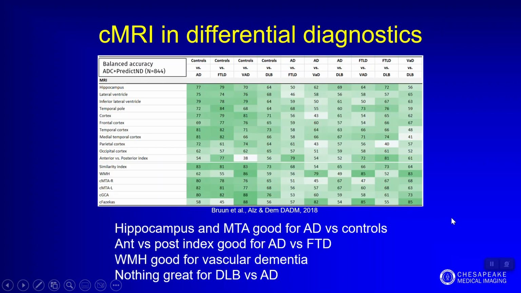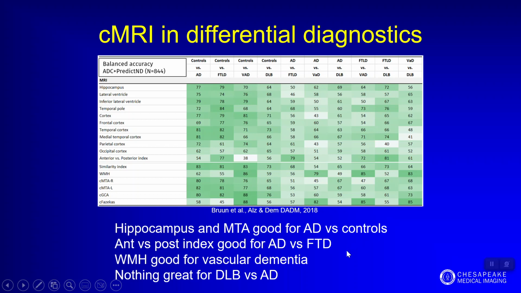If we're looking at multiple different ways of distinguishing between controls and Alzheimer's disease and frontal temporal dementia and vascular dementia and dementia with Lewy body disease, you can see that all these MR parameters have relatively different sensitivities. The hippocampus and the medial temporal atrophy score are useful for distinguishing controls from Alzheimer's disease. The anterior versus posterior index score is good for distinguishing Alzheimer's disease from frontal temporal dementia. Looking at the white matter hyperintensity burden is good for distinguishing controls versus vascular dementia.